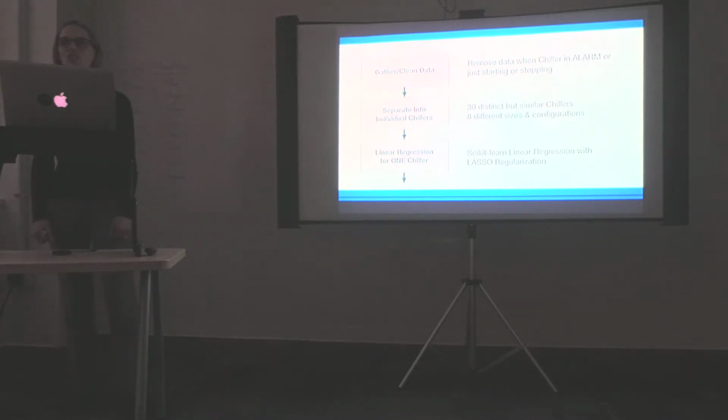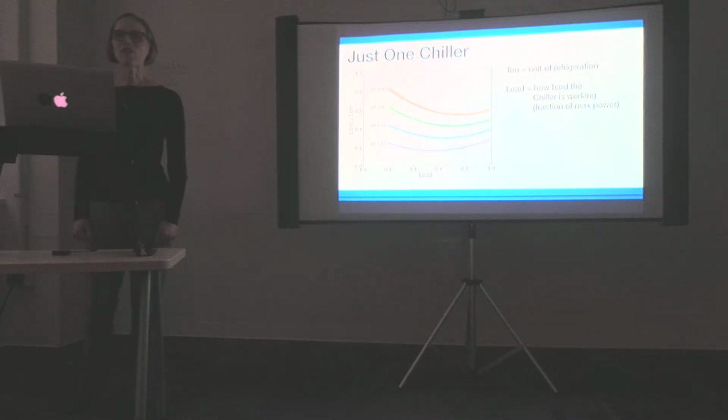I used linear regression to look at a single chiller, so just one chiller, and looking at their performance curves, which is what you see here. On the x-axis is the load. This is the fraction of the maximum power that the chiller can output. On the y-axis is kW per ton, that's the cost per ton. The desire is to have the lowest cost per ton.